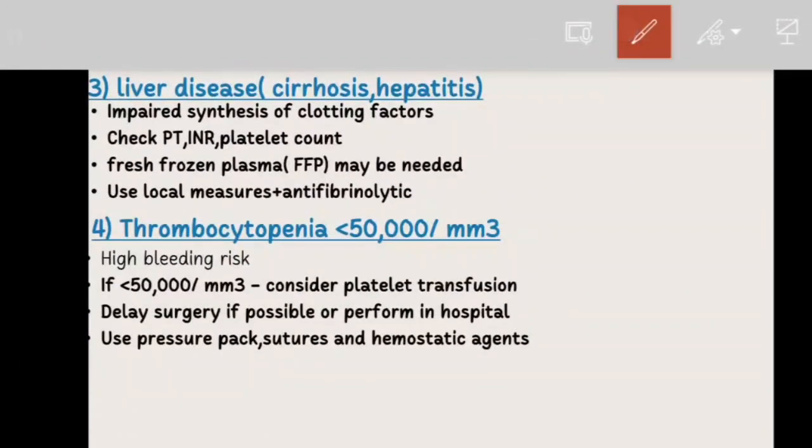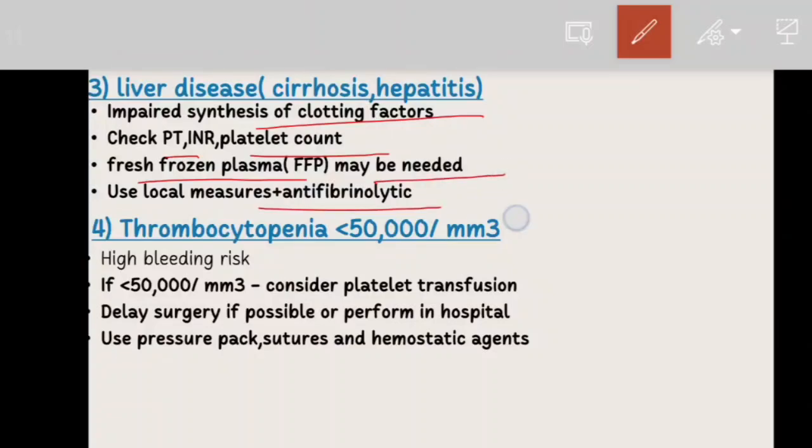Now the third one is liver disease and thrombocytopenia. In liver disease, clotting factors are reduced. So first we have to check the PT, INR, and platelet count. Fresh frozen plasma may be needed, and use local measures and antifibrinolytics.